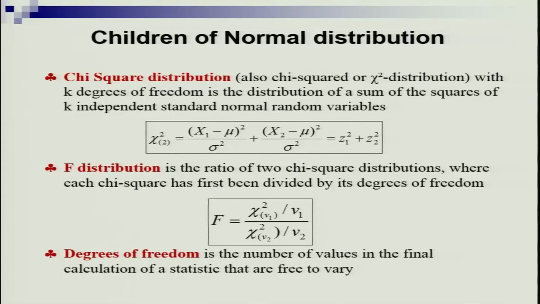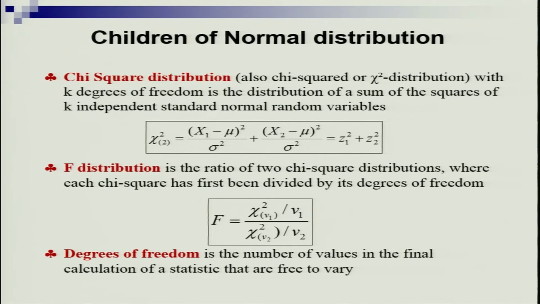Now, we are going to look at two children of the normal distribution, and these two distributions are very useful in advanced statistical studies, especially in hypothesis testing. First we will talk about the chi-square distribution, denoted by the Greek symbol chi-square, sometimes also called the chi-squared distribution. This is a special distribution with k degrees of freedom, defined as the sum of the squares of k independent standard normal random variables.